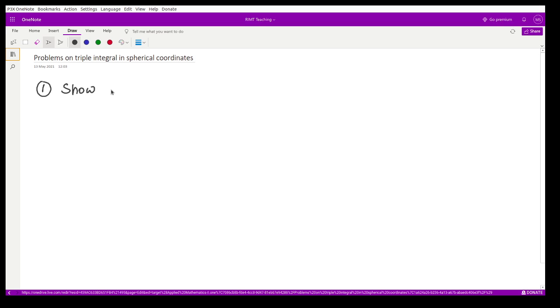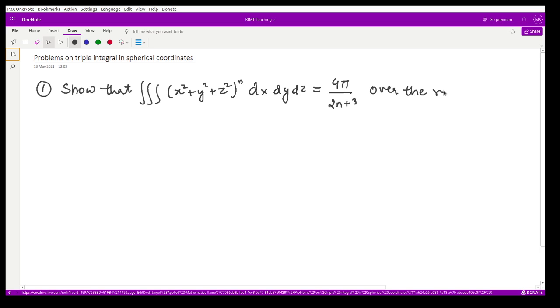It says that show that the triple integral of (x² + y² + z²)^n dx dy dz is equal to 4π divided by (2n + 3), over the region x² + y² + z² ≤ 1, and n is given to be greater than 0. So by looking at the question, they have just asked you to evaluate this triple integral.